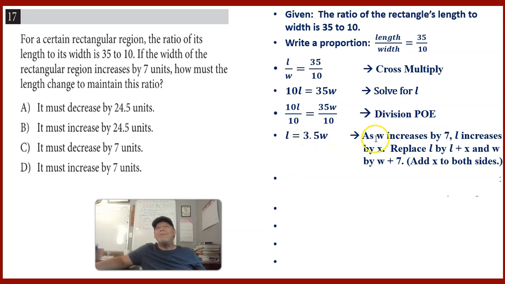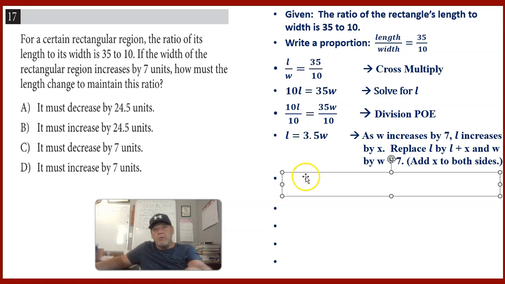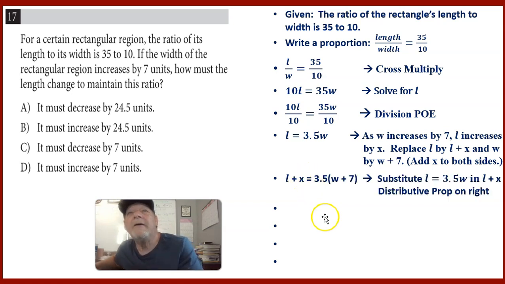That means that as W increases by 7, because it's what I said here, 7 units, L increases by x. So I replace L by L plus x, that's how much it increased, and W by W plus 7. So I'm going to rewrite that and then substitute L equals 3.5W. So where the L is, I put 3.5W.